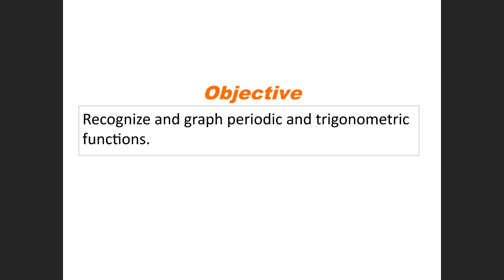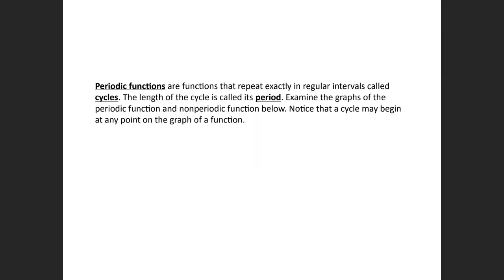First thing we're going to do is recognize and graph periodic and trigonometric functions. Periodic functions are functions that repeat exactly in regular intervals called cycles. The length of a cycle is called its period. Examine the graphs of the periodic function and the non-periodic function below. Notice that a cycle may begin at any point on the graph of the function.